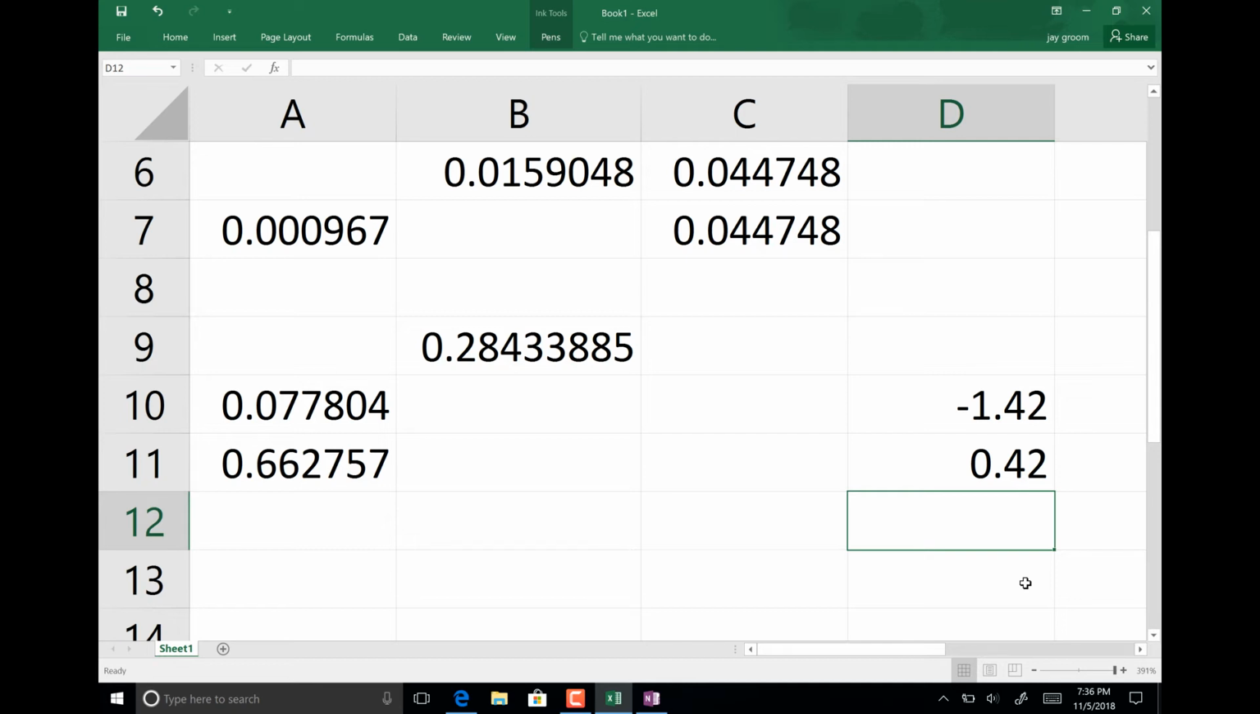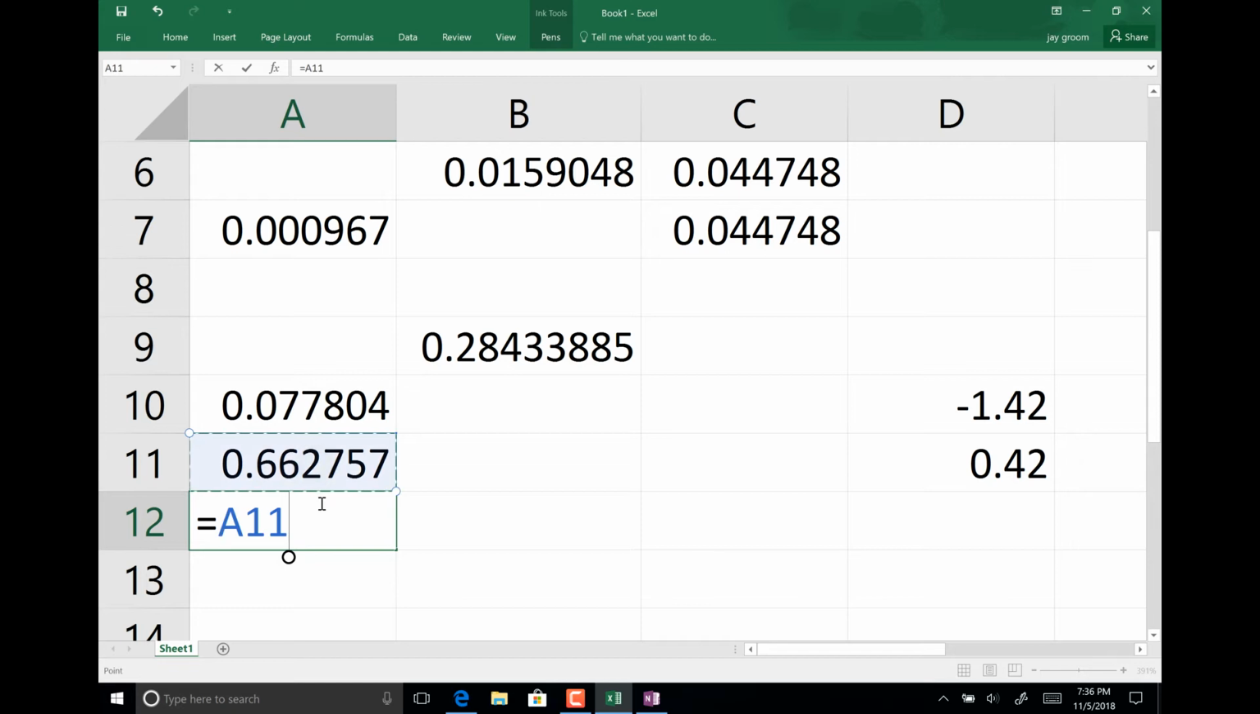That's why I like Excel, because I can set up however I want to do it. Okay? So I could have a whole column where here's my different z-scores I'm typing in, and the next column over will be the probabilities. So my answer is going to be the difference of these two. So 0.66 minus 0.077, I'm going to get 58%.